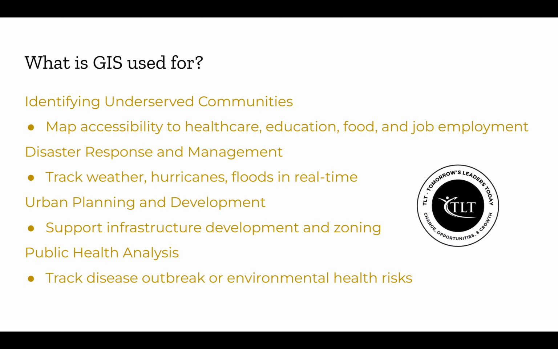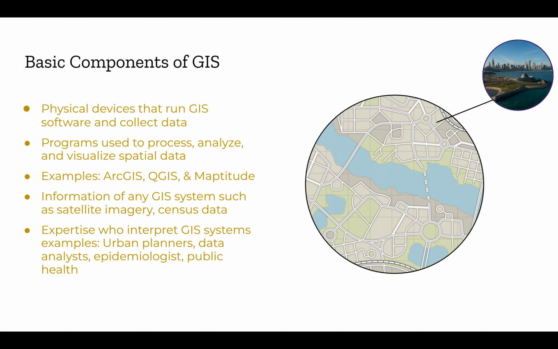A GIS system has four main components that work together. First, the hardware, the physical device that runs GIS software and collects data. Second, the software programs such as ArcGIS, QGIS, and MapTube, which allow us to process, analyze, and visualize spatial data. Third, the data, which includes all types of geographical information like satellite imagery, census records, and maps. And finally, the people, the experts who use GIS tools to interpret results and make informed decisions, such as urban planners, data analysts, and public health professionals.